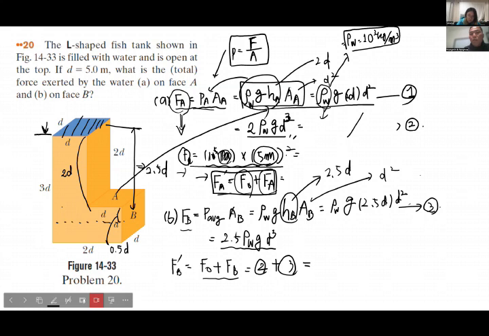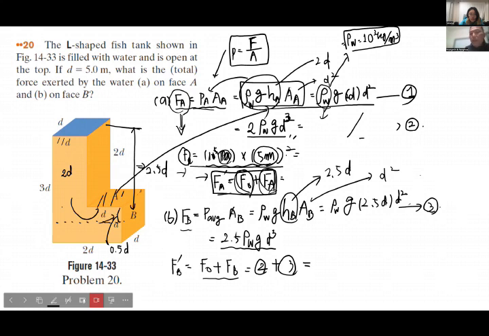Do you understand why you need to add this atmospheric pressure to the pressure from the water itself? No. So basically, let me explain one more time. The pressure applied to this surface, the FA itself, is just the force from the pressure provided by the water itself, only water. Water gives some amount of pressure to this surface A and surface B, right?